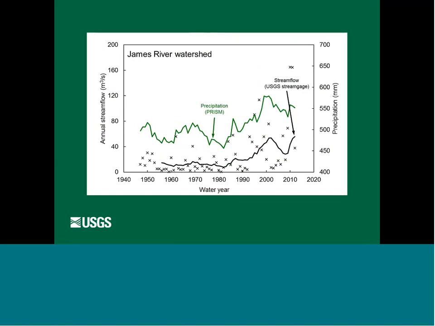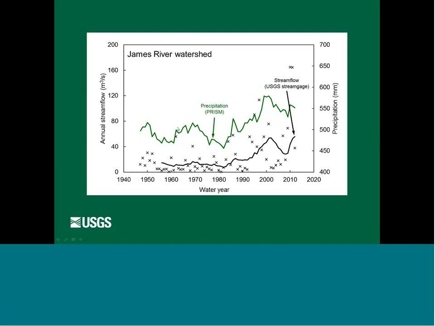The X's here are the individual water years. Water year begins October 1st, by the way, and goes 12 months from there. And then this black line is a 10-year moving average. You can see streamflow trends really ramped up, and in fact, at some of these individual water years, you got an order of magnitude increase in annual streamflow.